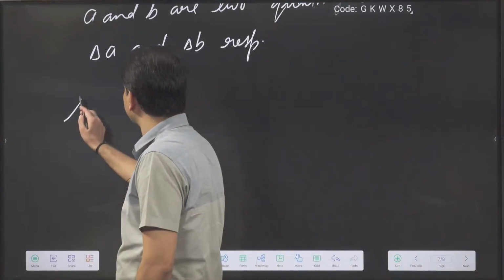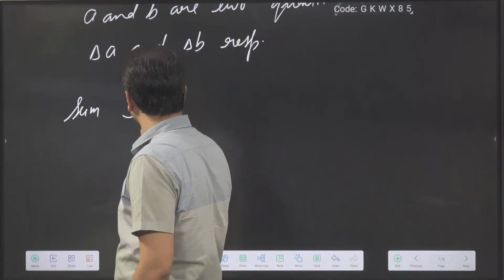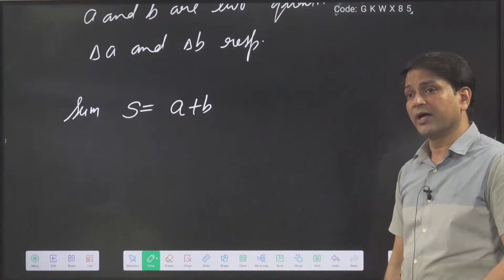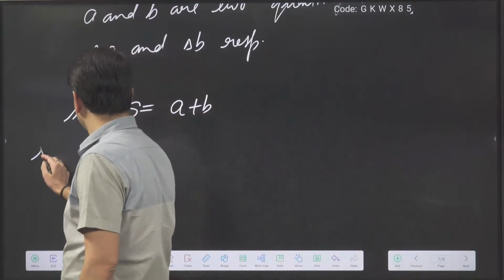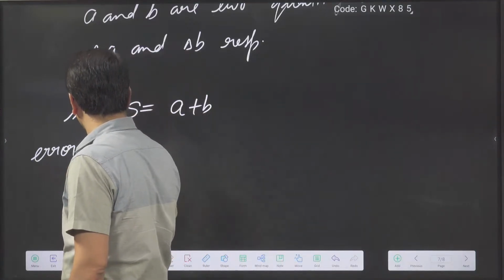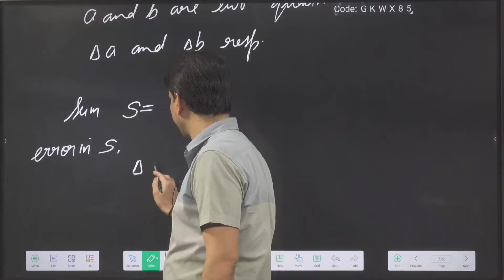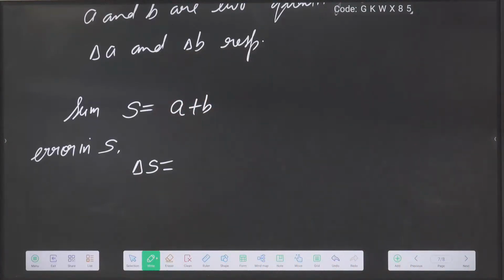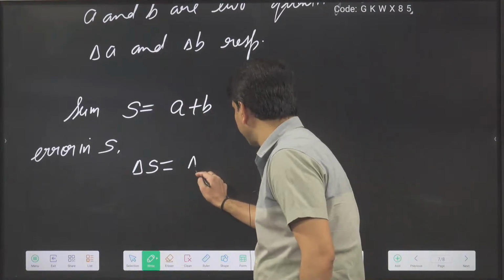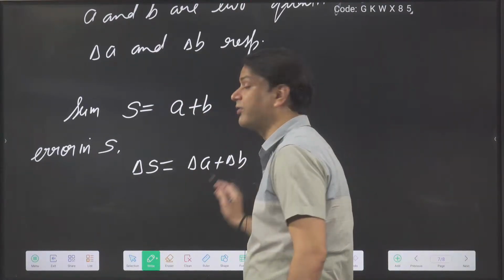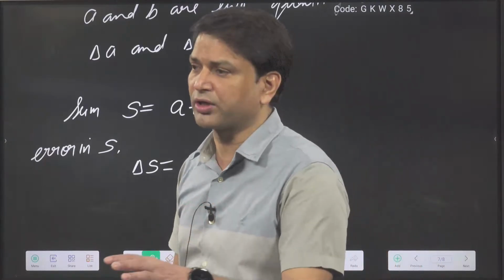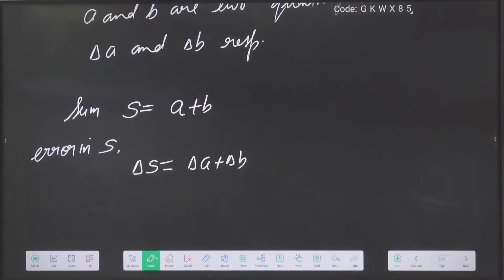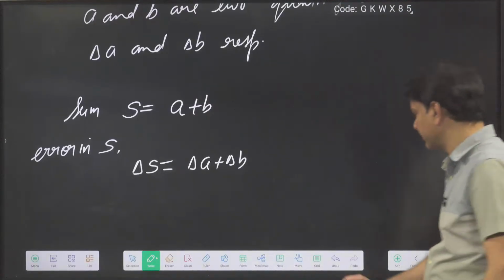So in summation, sum S, what I can write? Sum S is equal to A plus B. If I am saying what is the error in S, that we will write as delta S. Error in A is delta A, error in B is delta B. Then we will write here delta A plus delta B. So error we are always adding, whether we are adding the quantity or subtracting the quantity. So sum S is A plus B, then error in S is delta A plus delta B.